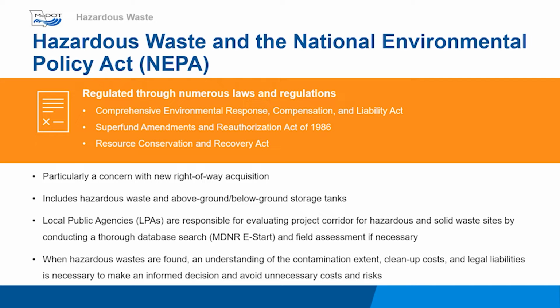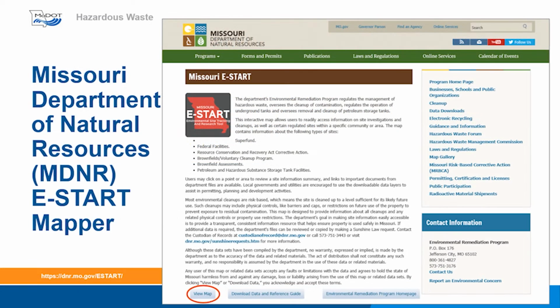Depending on the contamination at a site, the LPA may want to avoid unnecessary costs and risks associated with the project. The MDNR eStart Mapper is a free public mapping tool provided by MDNR that can be used to identify known hazardous waste sites in Missouri. The eStart Mapper contains locations and details regarding known underground storage tanks, hazardous waste sites, cleanup sites, and restricted use areas. The eStart Mapper can be found at the link provided or by searching MDNR eStart Mapper.